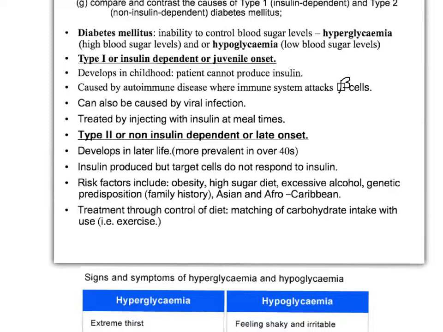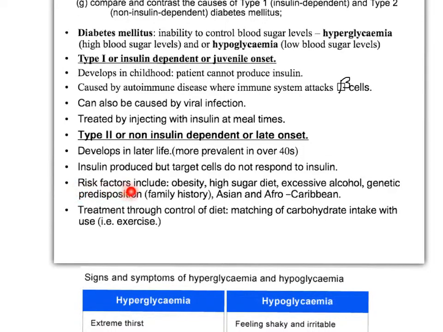Okay, and whereas type 2 or non-insulin dependent happens later in life, more prevalent in people over 40, hence it's known as late onset, and this results in insulin being produced, okay, but the target cells don't respond to the insulin. So the receptors and the transduction cascade inside the cell don't work, and therefore the insulin doesn't have the effect on liver cells and muscle cells and fat cells, so after a meal the blood glucose doesn't fall despite the production of insulin.